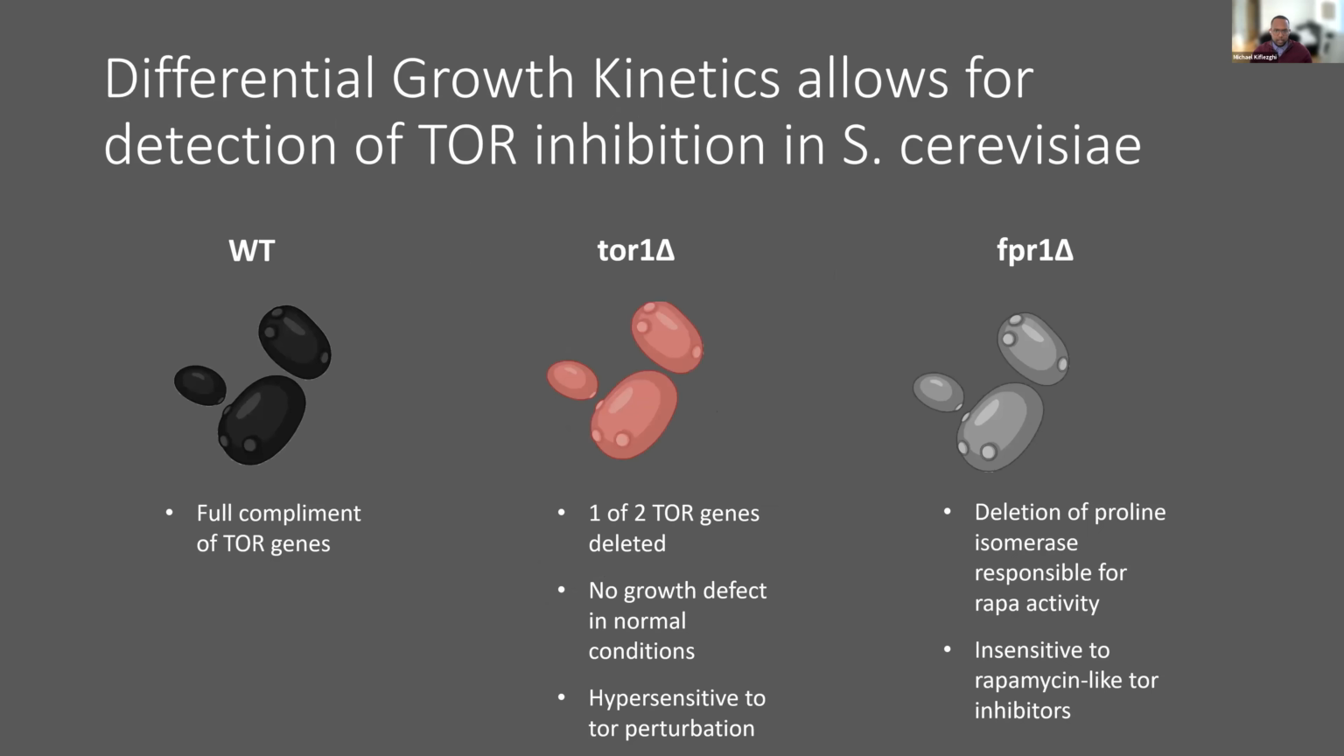So this assay utilizes a wild type strain and 2 mutant strains. The TOR1 deletion mutant strain has 1 of 2 TOR genes disrupted. This results in a hypersensitivity to TOR perturbations. This strain also displays no growth defect in normal conditions. The FPR1 deletion strain here on the right lacks the proline isomerase I mentioned earlier that is required for rapamycin to inhibit TOR. This strain is completely insensitive to rapamycin and its analogs.